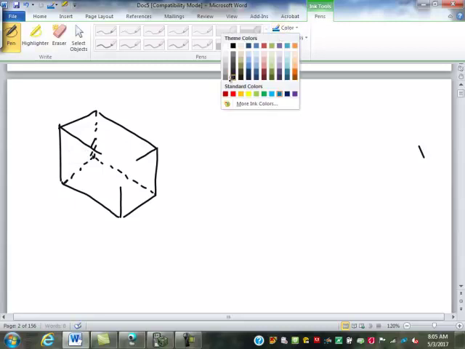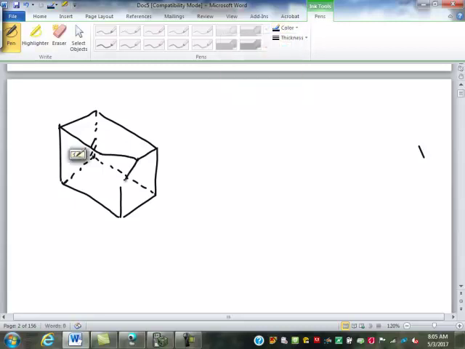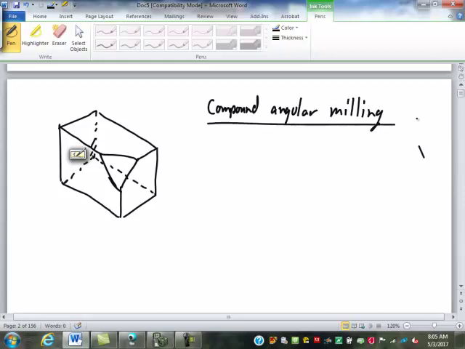What are we calling it? This is going to be compound angular milling. So we're going to have to rotate and tilt it so that we can mill that surface. So this block has to be spun and tilted so that when we bring the mill down and mill that corner off, it gives us this desired surface.